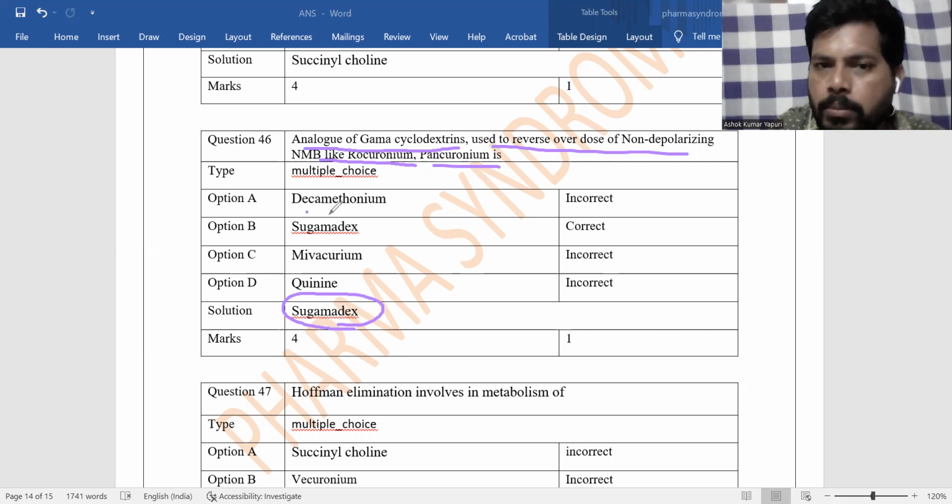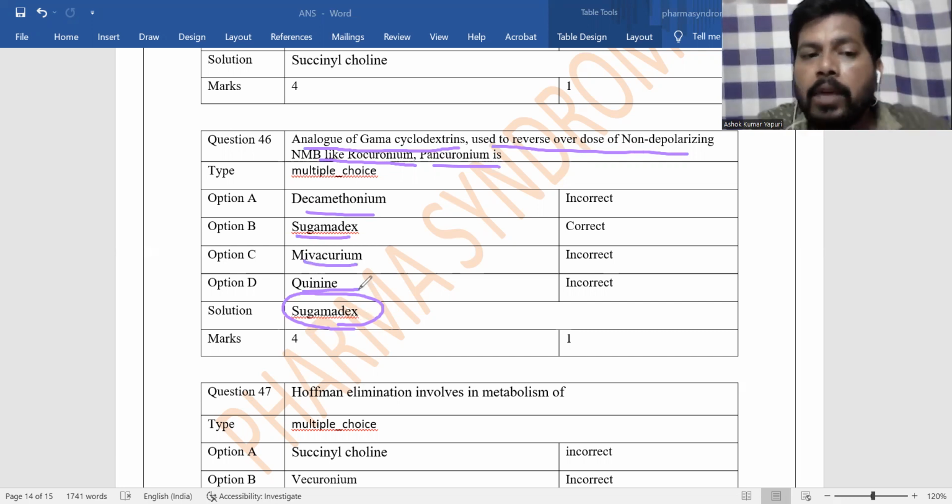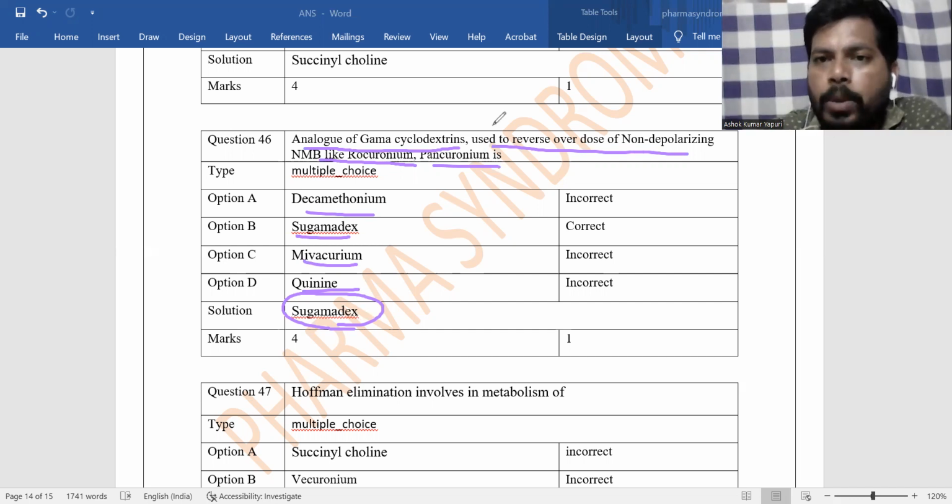And decamethonium is not an answer. And sugammadex is the answer. And mivacurium is also not an answer. And quinine is an anti-malarial, which is a dextroisomer, not the L isomer. So that is what you already know.